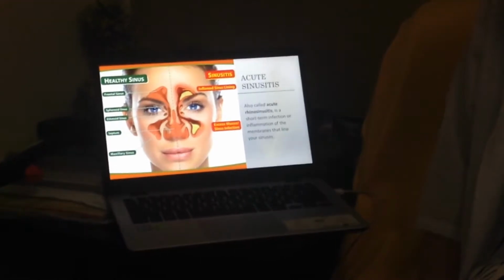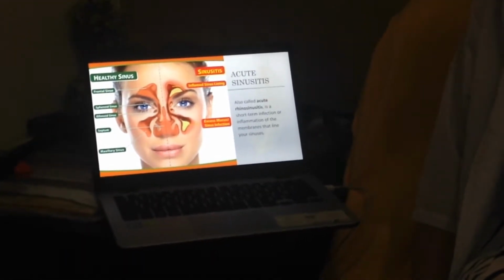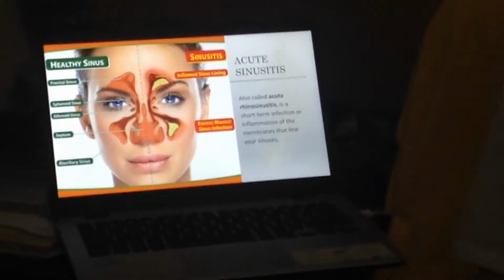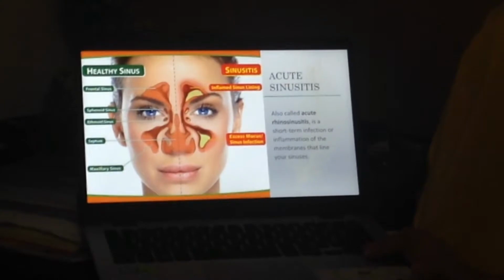Acute sinusitis is also called acute rhinosinusitis. It is a short-term infection or inflammation of the membrane that lines your sinuses. Acute sinusitis symptoms. The main signs include facial pain or pressure, stuffed nose, runny nose, loss of smell, and cough or congestion. You may also have fever, dental pain, fatigue, and bad breath.